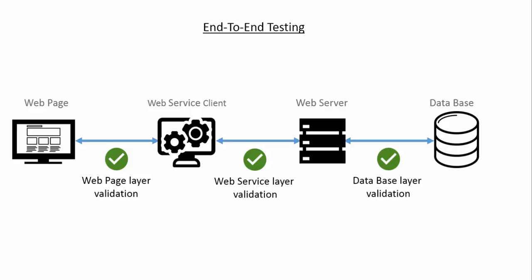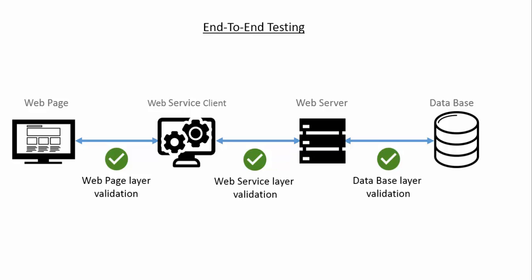The idea here is that in each of these layers, the data that's communicating back and forth is the same for each layer. So for example, if the web page sends back a response with an ID, that same ID should be communicating with the web service client and the web server, and the same ID should be updated in the database. In this scenario, everything is working correctly.